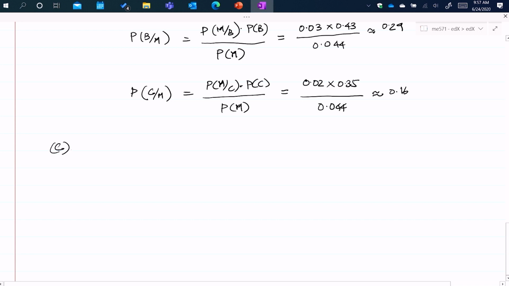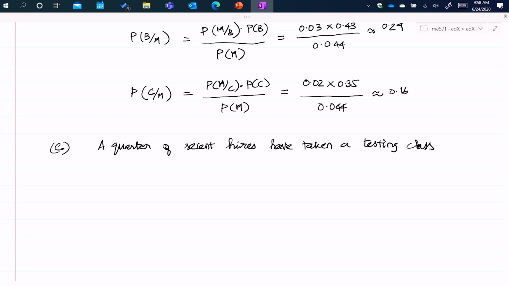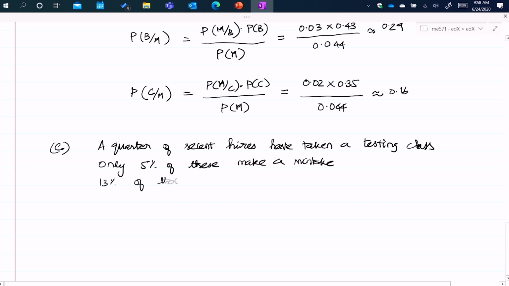So now let's go on to the third part. We are given that a quarter of recent hires have taken a testing class. So this is a quarter of employees belonging to group A have taken the testing class. Only 5% of these make a mistake. We are given this as well. And 13% of those who didn't take the class, without training, make a mistake.